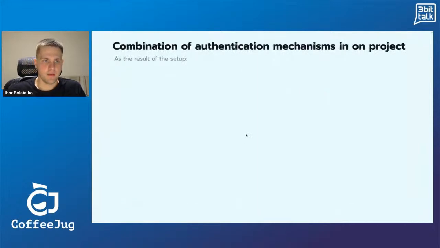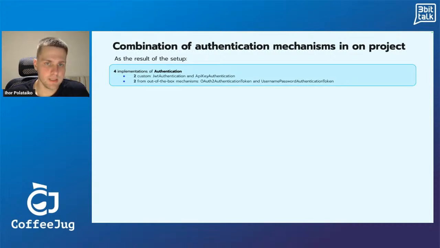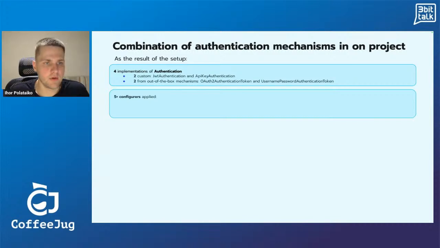And now let's see what we've set up as a result of this project with different security setups. So we have four implementations of authentication. Two are custom ones: JWT authentication for the JWT authentication mechanism and API key authentication for the API key authentication mechanism. Then there are two from out-of-the-box mechanisms: OAuth2 authentication token and username password authentication token. Then more than 5 configurers are applied, because almost everything that you invoke on HTTP security applies some sort of configurer. But there are 5 of them which we care for.